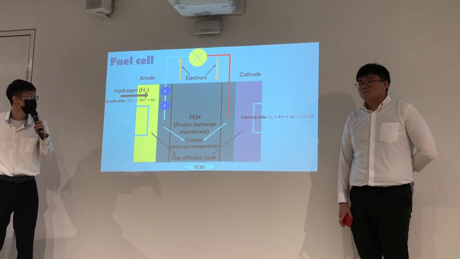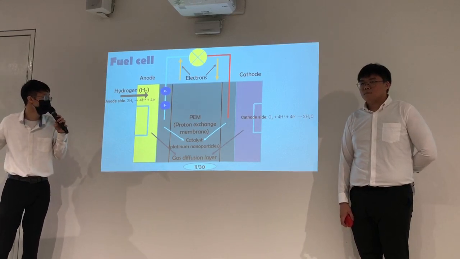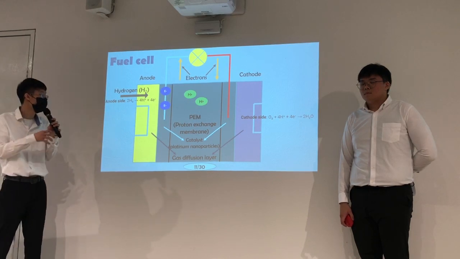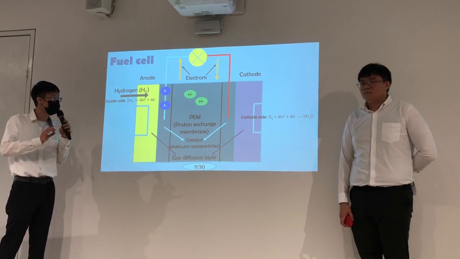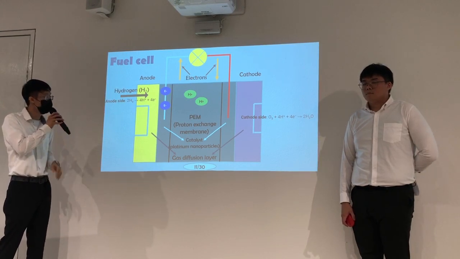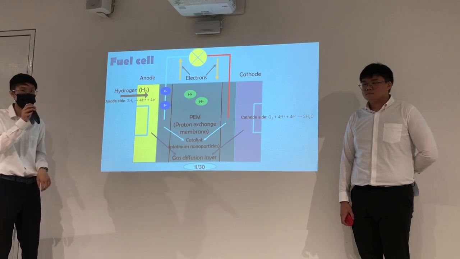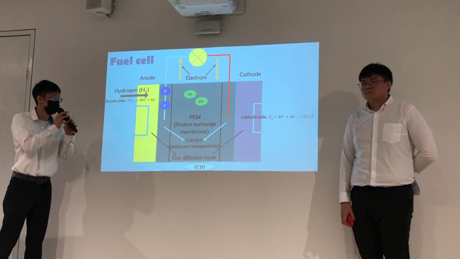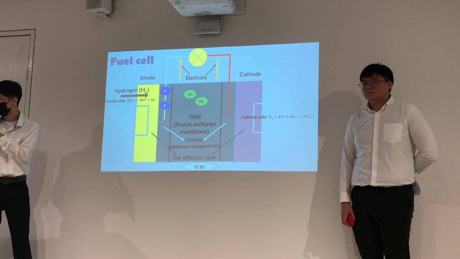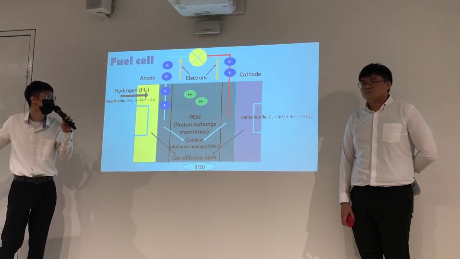So there will be a chemical reaction, and then we'll have highly positively charged hydrogen ions, also known as protons, and then they will be going through the proton exchange membrane, also known as the PEM. The electrons will exit through a wire to the load, which is generating power.